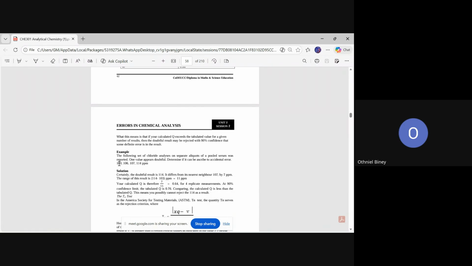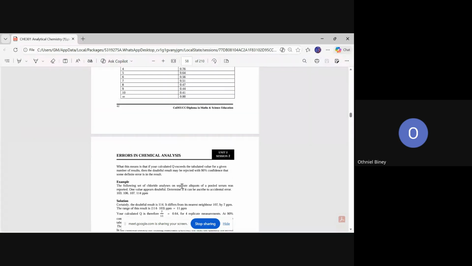Then afterwards, you find the range. The range is simply subtracting the first value from the doubtful value, if you have to arrange them, and that is what we have here. And afterwards, you divide the value that you obtained from the difference between the doubtful value and the closest value by the range that you obtained. That is what we got here. From this, what we are getting is 0.64.